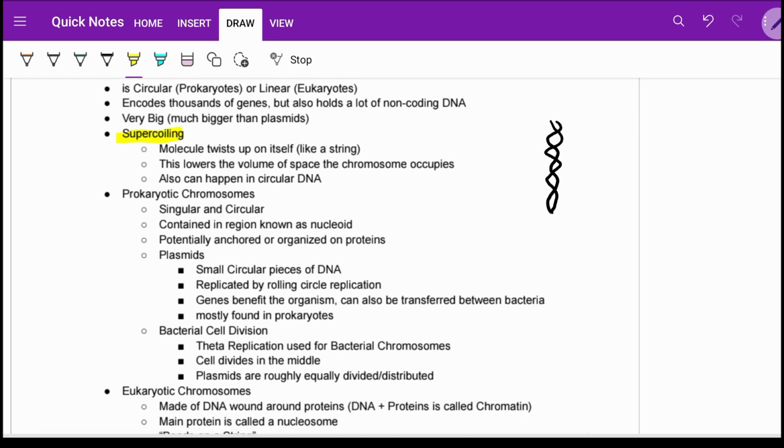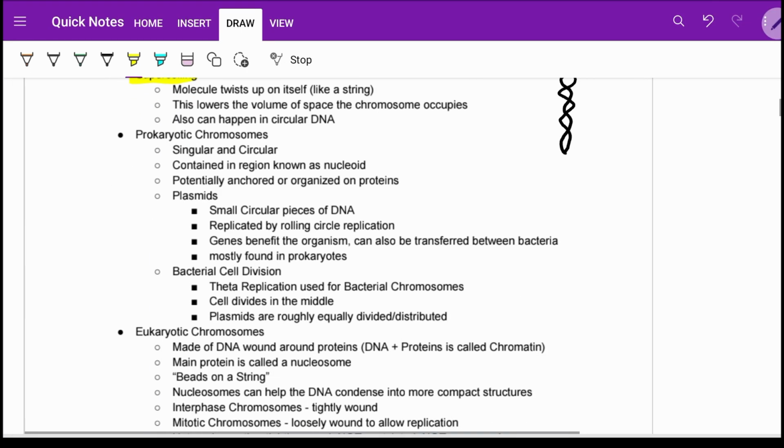And this is helpful because it lowers the volume of space that the chromosome occupies, because these are huge and they need to be squished really small so they can fit in a cell, and the cell doesn't have to waste extra space and energy trying to keep the chromosomes all held together. They supercoil up so they take less space. This can also happen in circular DNA. So just because circular DNA is technically a circle doesn't mean it always stays a circle. It can also twist up and supercoil.